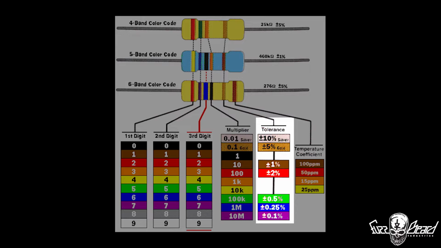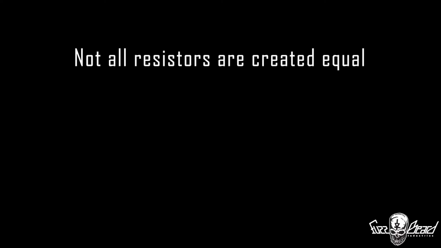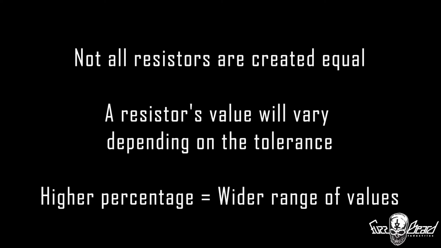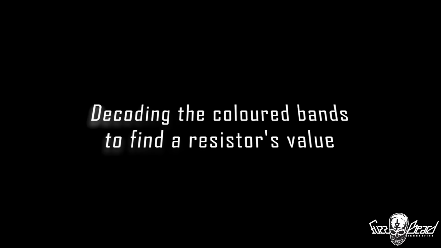Why do we have tolerance? Well, not all resistors are created equal, and as such the true value of each resistor in a batch will vary ever so slightly either side of the value shown by the coloured bands on the body. The tolerance shows you how much that value may vary, and the higher the percentage, the wider the range of potential values.